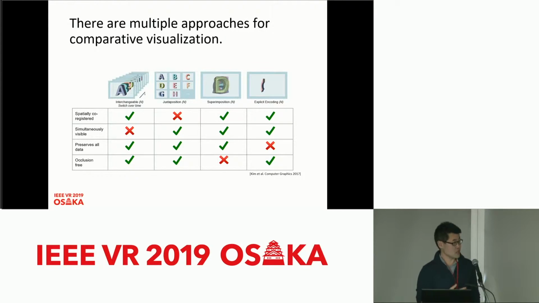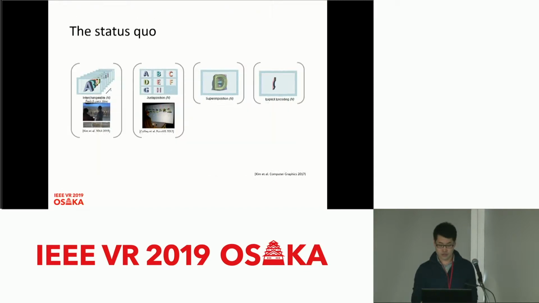The point of this table is to show that there's no one perfect solution. Each one has advantages and disadvantages. The same survey mentions there are only 2 papers that do comparison in VR. If we dig more, we might find a few more. But I think the point is that doing comparison in VR is not a well understood topic. And this is a problem, because if we were to use virtual reality for data analysis, we need to understand how to do this.